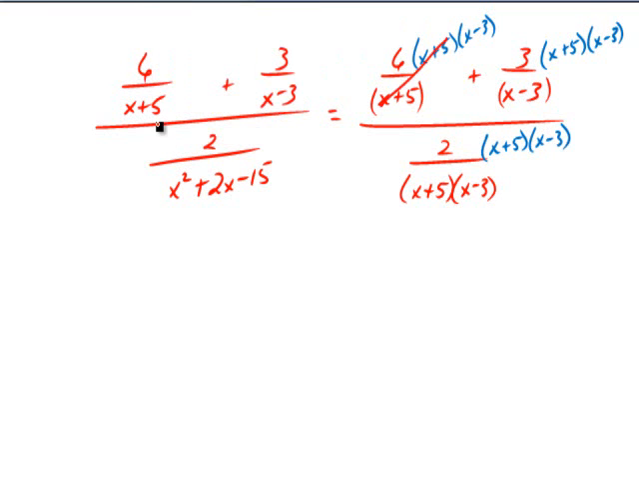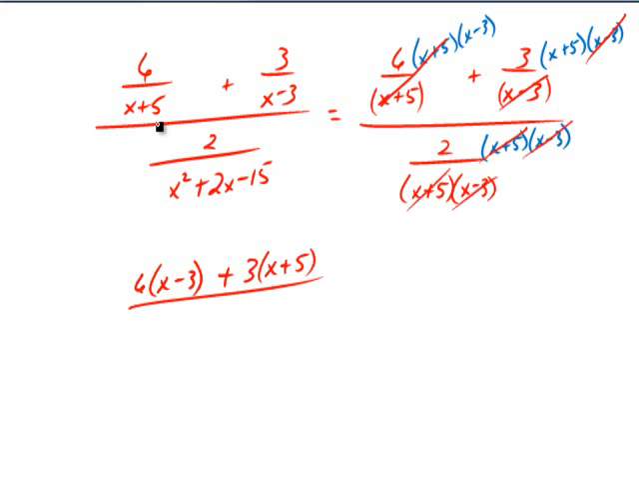Notice that the x plus 5's cancel in this first fraction, and I'm left with 6 times x minus 3. The x minus 3's cancel in the second fraction. I'm left with 3 times x plus 5. And in the denominator, the x plus 5's cancel, the x minus 3's cancel. I'm left just with 2. And again, in one step, we've reduced down our complex fraction to a simple fraction.